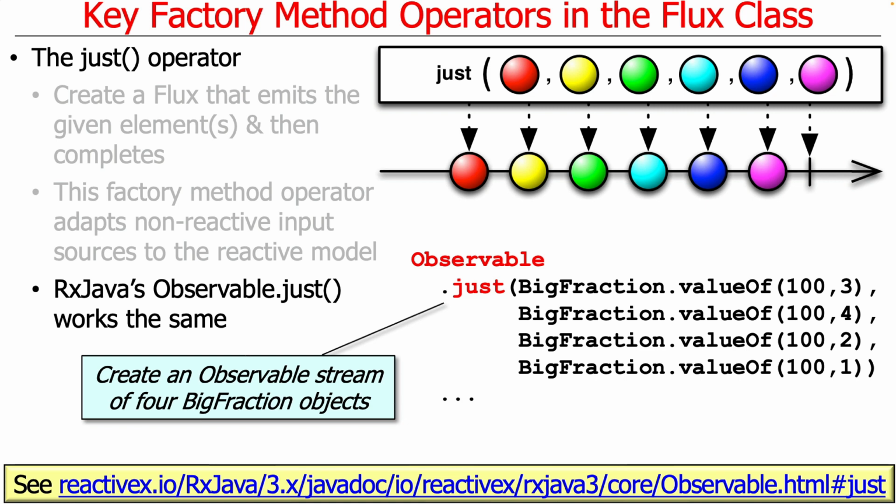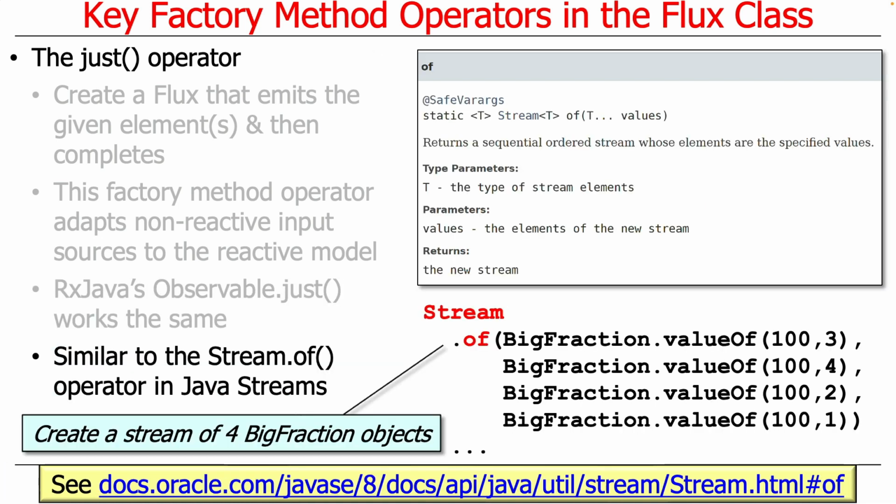RxJava has a just method on its Observable and Flowable that works just like Flux's does. Interestingly enough, and for completeness, Streams also contains a factory method called of, which is like just in that it takes a bunch of objects and turns them into a stream. They don't turn them into a reactive stream, they just turn them into a stream, but very much the same kind of idea.